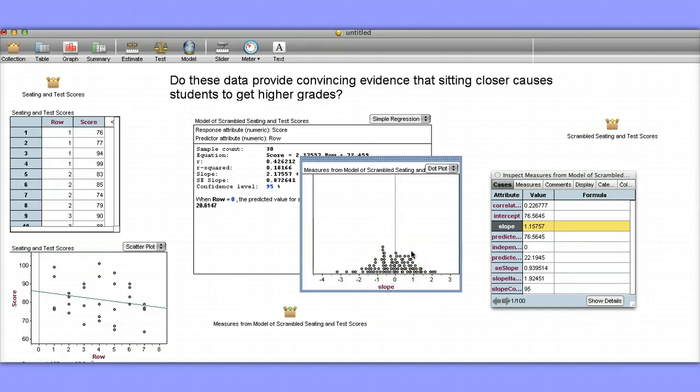So I would say that these data definitely do not provide convincing evidence that sitting closer causes students to get higher grades.